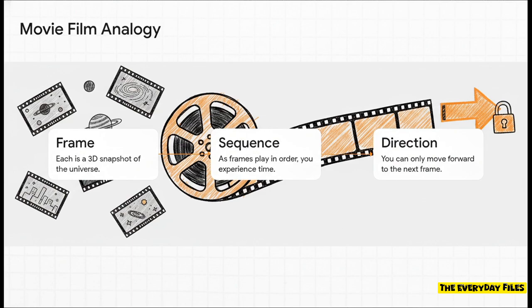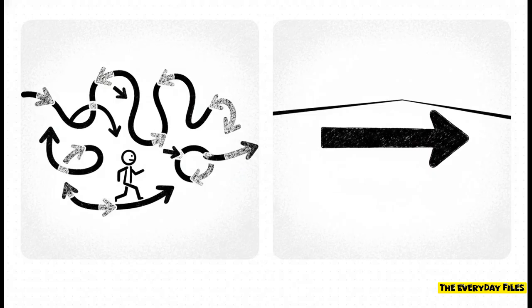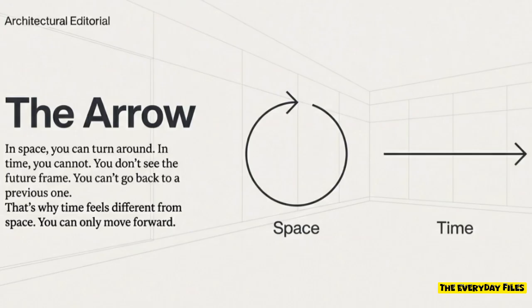But here's the kicker. You're stuck in the movie theater. You can't rewind it, and you definitely can't skip ahead. You can only move forward one frame at a time. And that right there shows you the fundamental difference between space and time. In space, you've got freedom. You can walk forward, stop, turn around, go back the way you came, no problem. But in time, there is absolutely no turning back. It is a one-way street, and we're all moving forward at the exact same speed, 1 second per second.